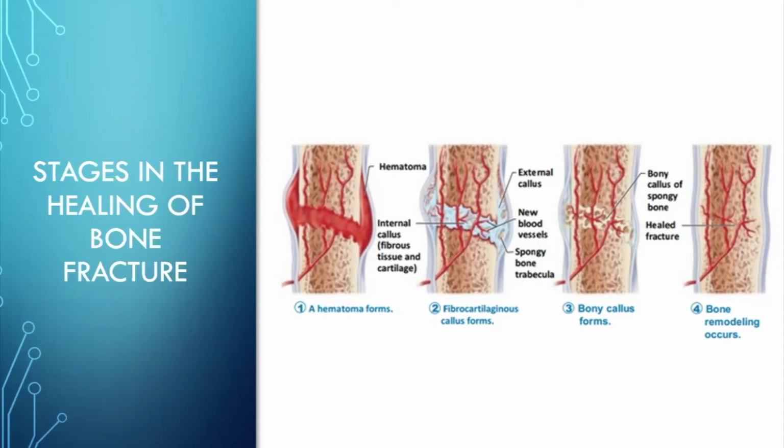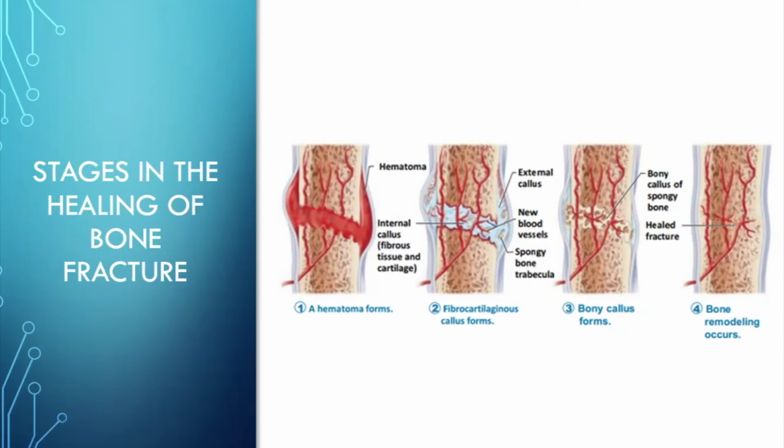The third stage is described as the bony callus forming. Within this mass of repair tissue, osteoblasts begin forming spongy bone. Within a week, osteoblasts begin to lay down trabeculae of new bone around and within the fibrocartilaginous callus. Gradually, the fibrocartilaginous callus is replaced by immature bone, converting it to a bony callus.